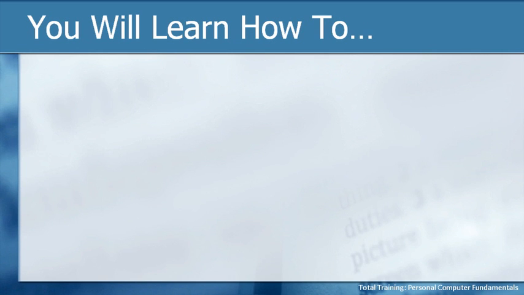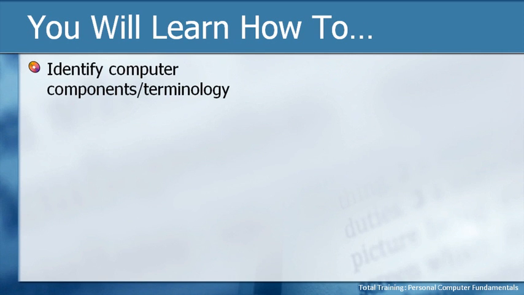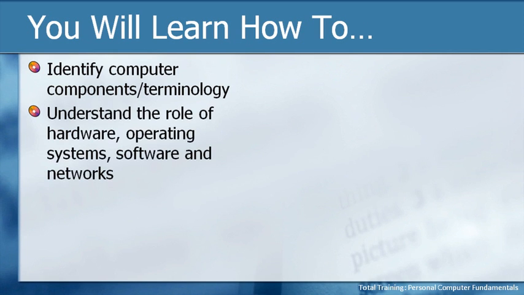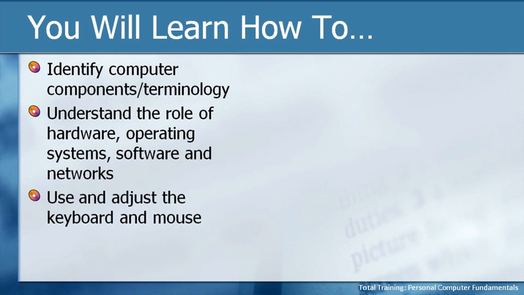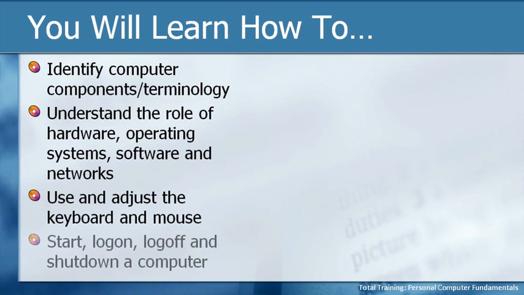Specifically, what we want you to learn in this course is how to identify computer components and some of that terminology. When you do that, you'll be able to understand the role of hardware, operating systems, software, and networks. Now don't panic because of course we're going to go over what all of those terms mean in just a little bit. We want you to be able to use and adjust the keyboard and mouse so that it works the way that you want it to. And of course you'll need to be able to start, log on, log off, and shut down a computer correctly.